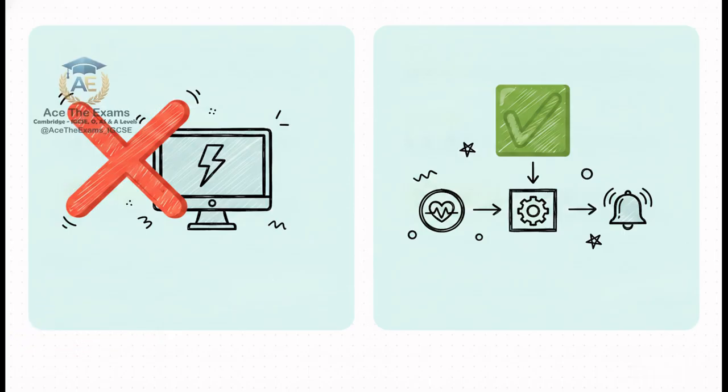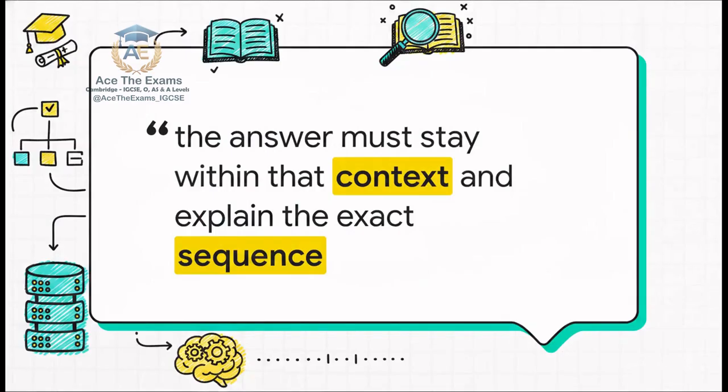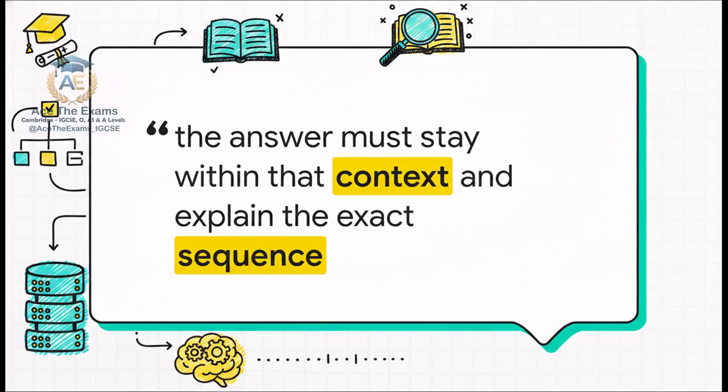The top-band answer justifies its points using the specific hospital context. It explains the exact sequence of operations: sensor input, processing against parameters, and triggering an alarm. And this brilliantly illustrates our golden rule, straight from the examiner's mouth. If the context is a monitoring system, the answer must stay within that context and explain the exact sequence of operations. Generic answers are in 1s and 2s, specific answers are in 5s and 6s.